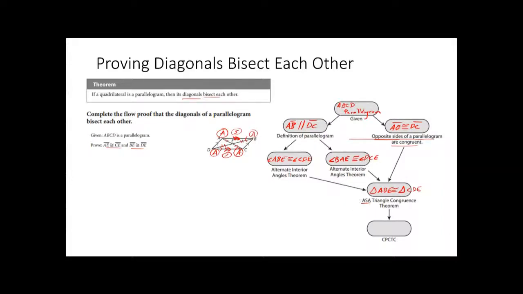All right, so since those two triangles are congruent, we could finally say with CPCTC what they want us to prove in the first place, that AE is going to be congruent to CE, and that BE is going to be congruent to DE. Very nice.